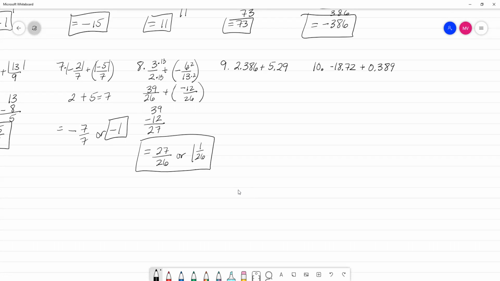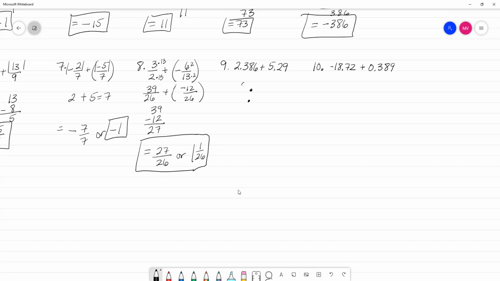Let's look at some, my box is too big. Let's look at some decimals. Decimals get a little bit tricky when you're working with negative and positive numbers, so definitely follow your rules with these. Number 9 is pretty easy. We're looking at 2 completely positive numbers, and we're adding.